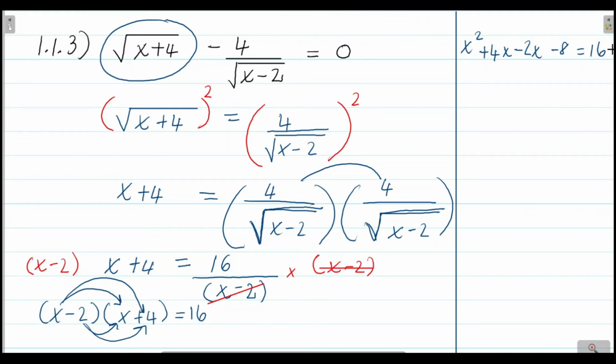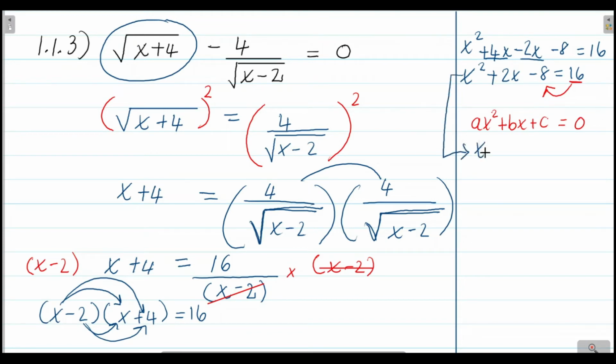We're going to add our like terms. So it's x squared, plus 4x minus 2x, which is plus 2x, and then minus 8, which is equal to 16. Guys, you need to remember, if you want to solve the quadratic equation, it always needs to be in the form ax squared plus bx plus c equals 0. So what is the problem here? This 16 needs to go to the left-hand side so that we have a 0 on the right-hand side.